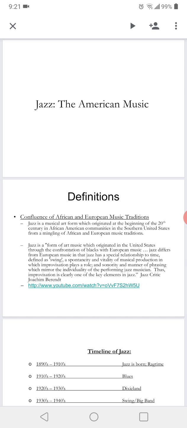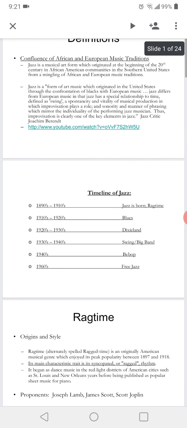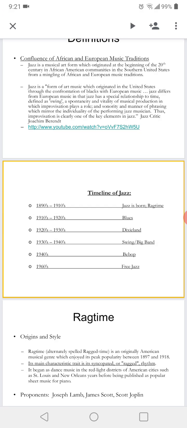For the purpose of this class, you should try to memorize this timeline that I have included in the second slide. So the earliest form of jazz: ragtime, blues, Dixieland, swing, bebop, and free jazz. Now, all these styles of jazz overlapped, so it's not like when ragtime ended, blues began. So there was a lot of historical, chronological overlapping.